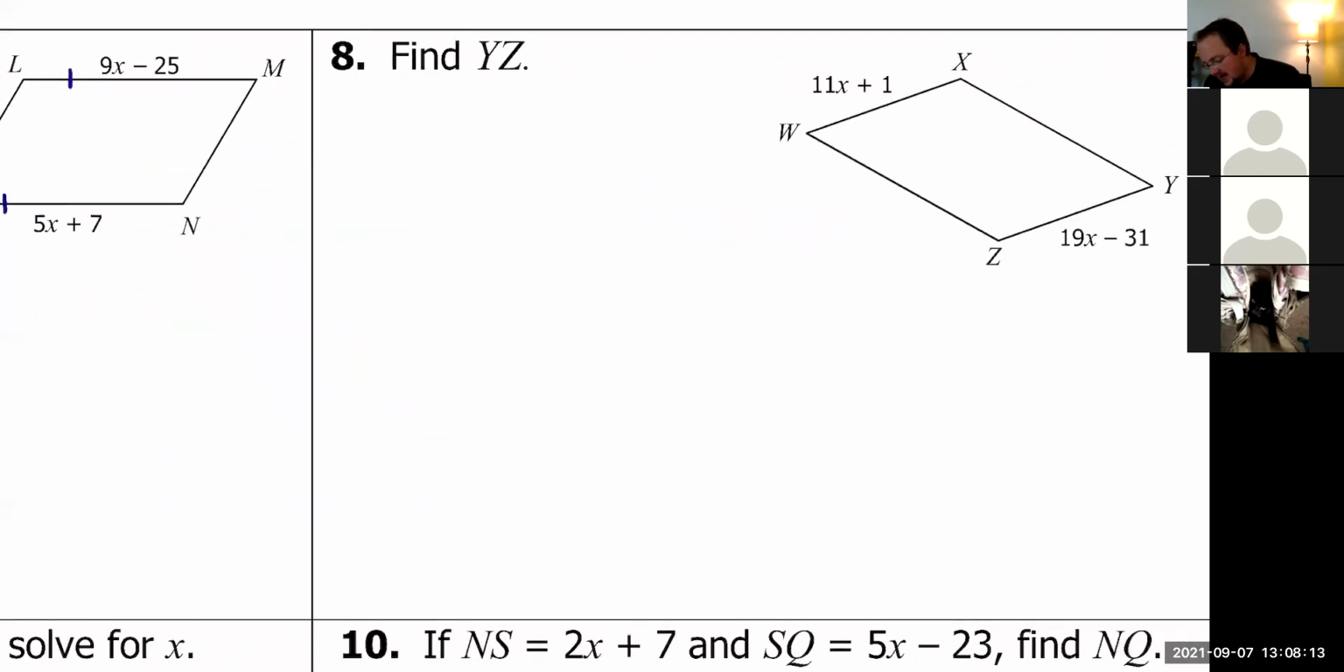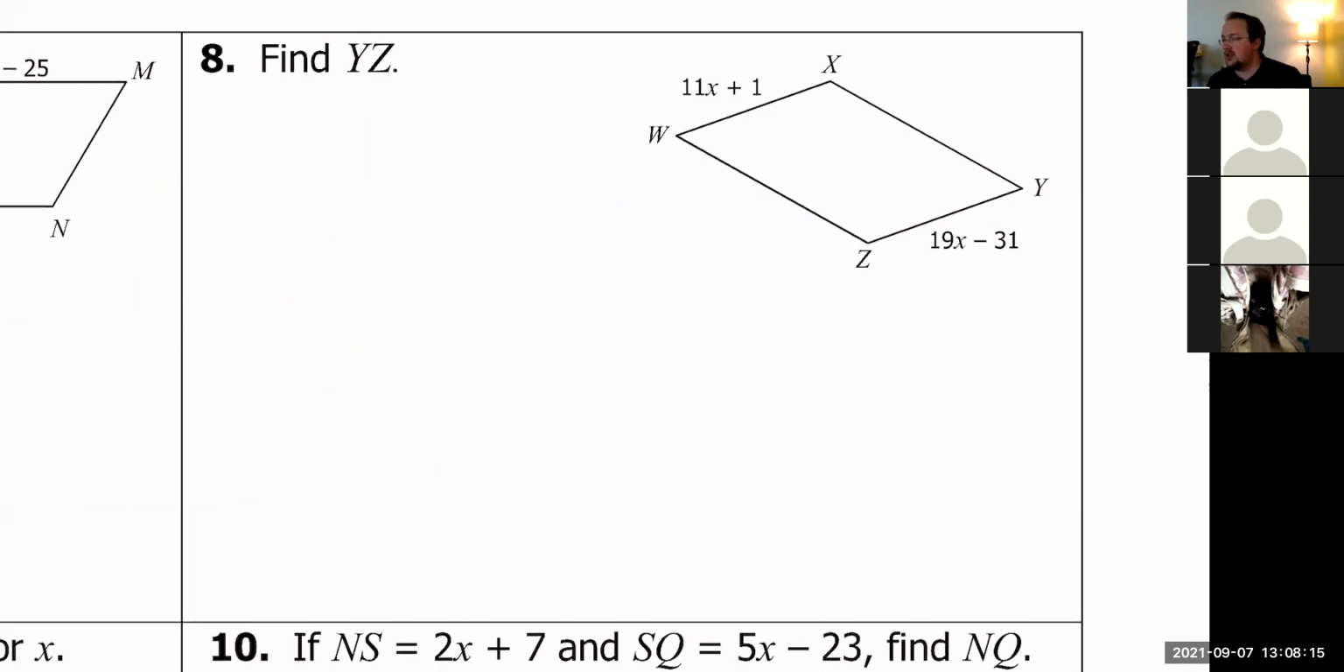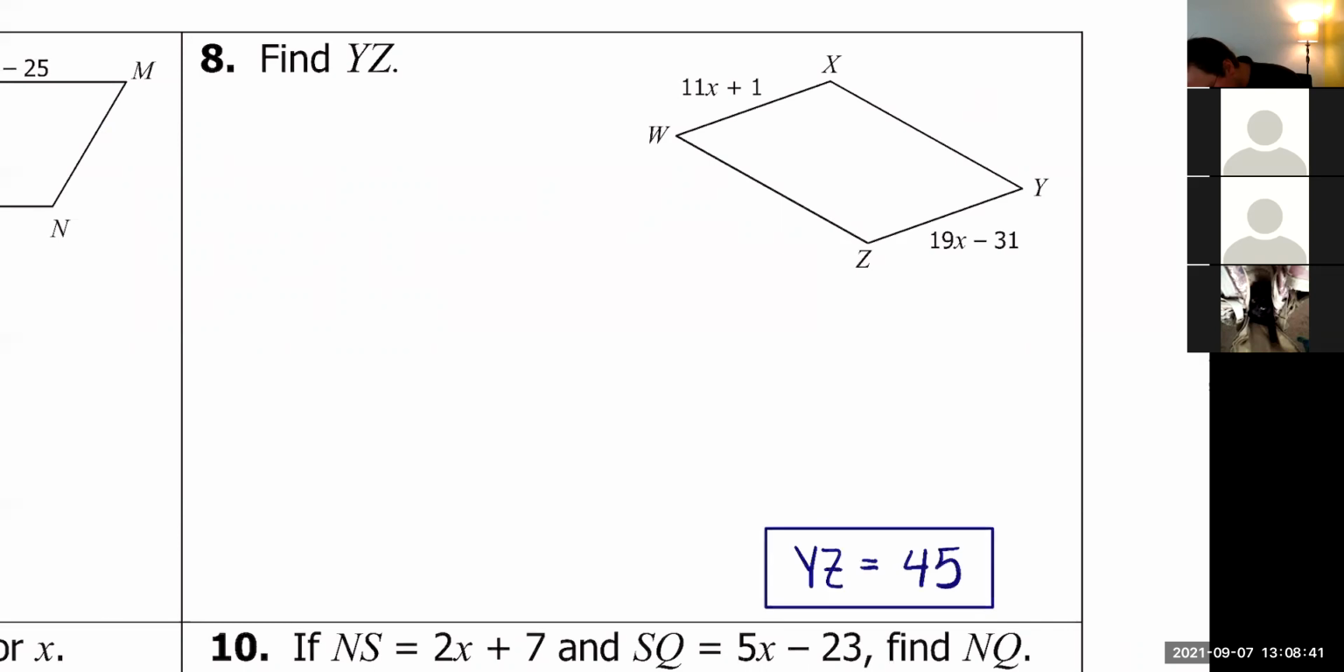Number 8, exact same setup. Be careful though, the instructions are a little bit different here. It's actually asking you to find the length of side YZ. You just have to take it one step further. So I'm just going to give you the answer here on this one. Let you work that one out if you so desire. YZ on this one should end up equaling a length of 45. Now, if you'd like a little extra help, you should get an x of 4 in the process of solving it. That 4, though, is what you'll use to help find YZ.